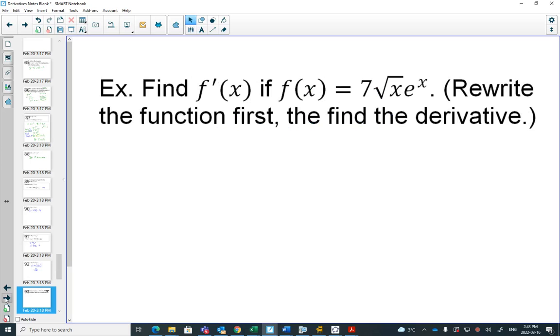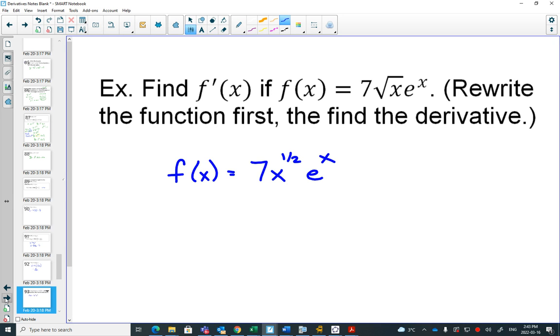So your strategy: first of all, write it in a form that you can do the derivative of. So that's square root. I would change that to x to the 1/2. So I'm going to rewrite f of x. I have 7x to the 1/2 e to the x. After you have rewritten it in a form where you can do the derivative, we have to make a decision which of our major rules is here.